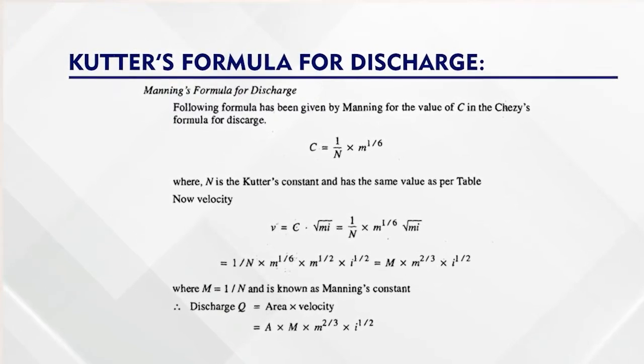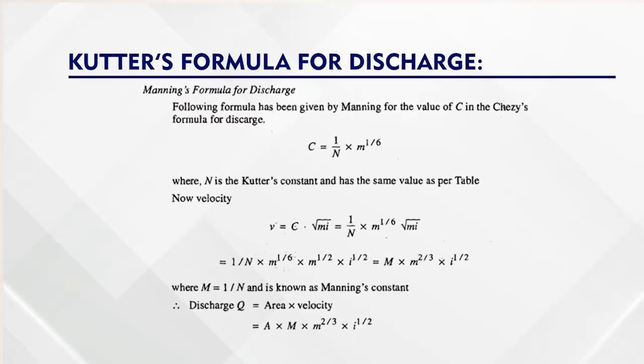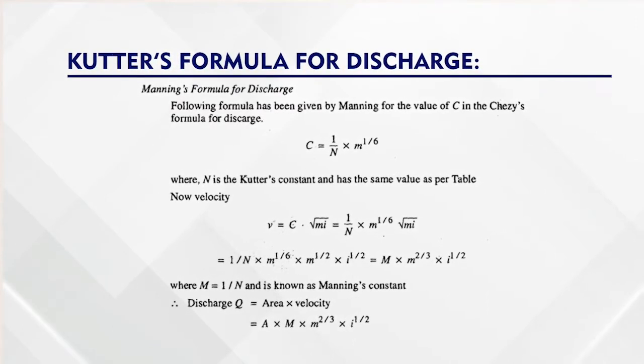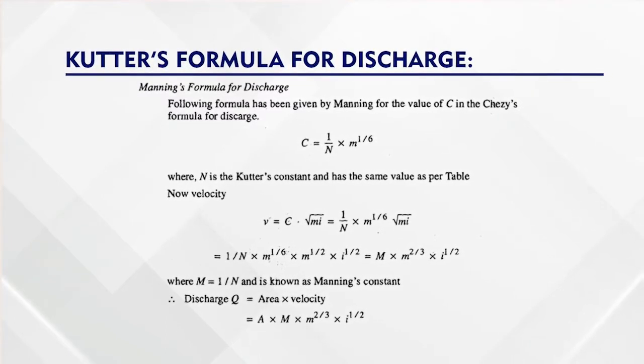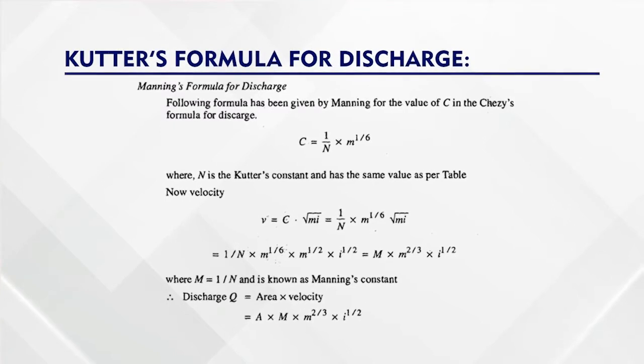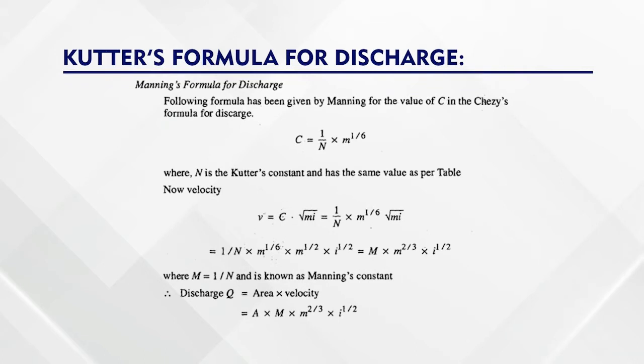So now velocity V is equal to C into root mi, which is equal to 1 by N into m to the power 1 by 6 into root mi. On simplification it comes to capital M into small m to the power 2 by 3 into i to the power 1 by 2. Here capital M is equal to 1 by N. This is known as the Manning constant. So discharge Q is equal to area into velocity, which is equal to A into capital M into small m to the power 2 by 3 into i to the power 1 by 2.